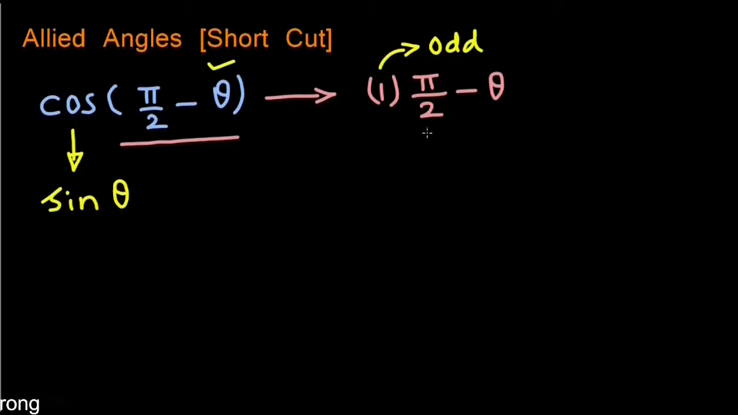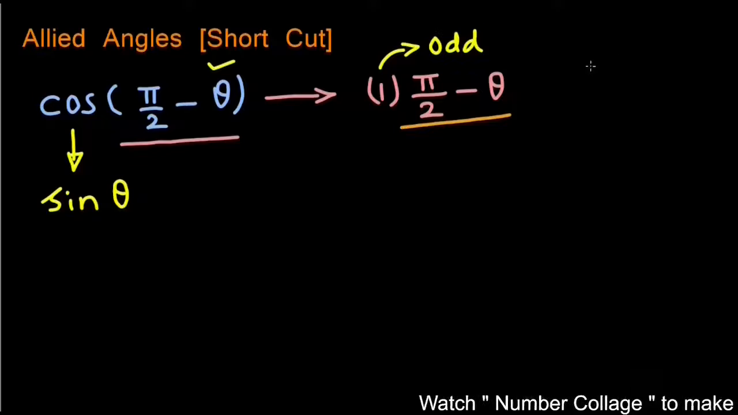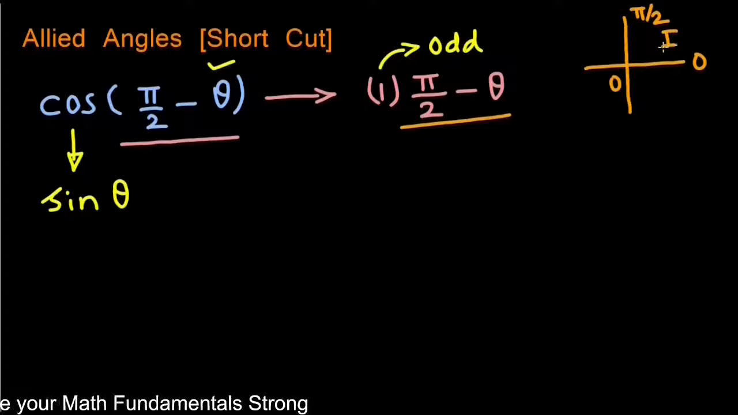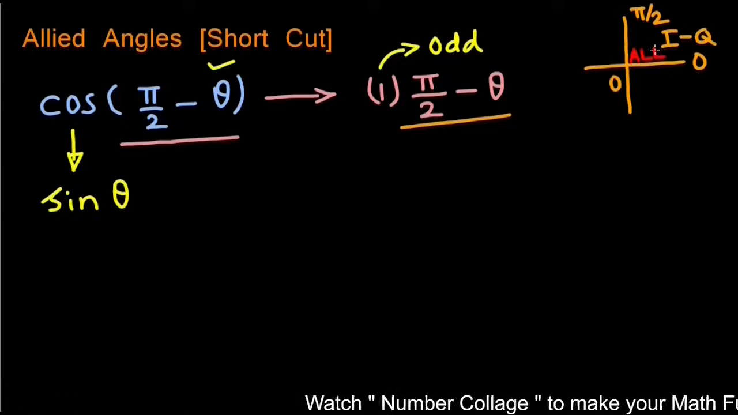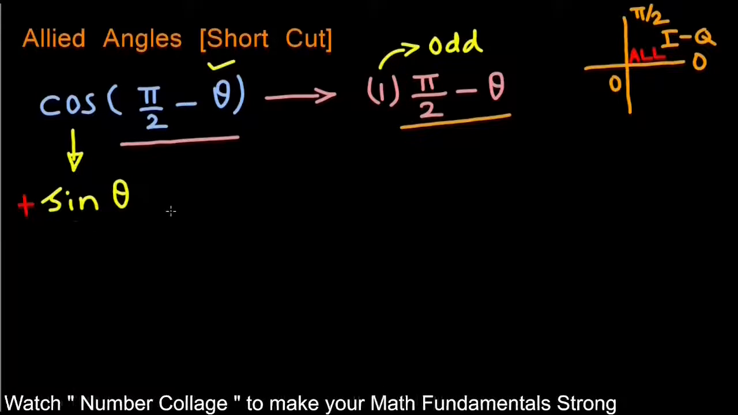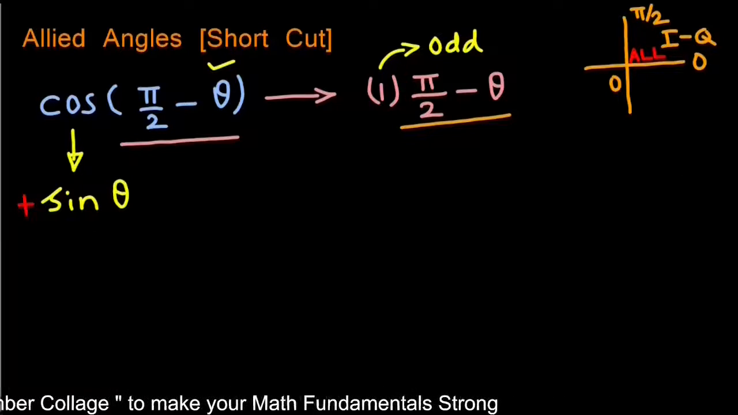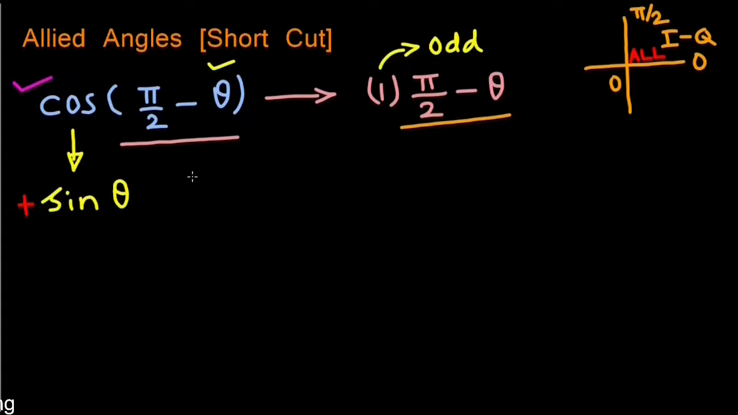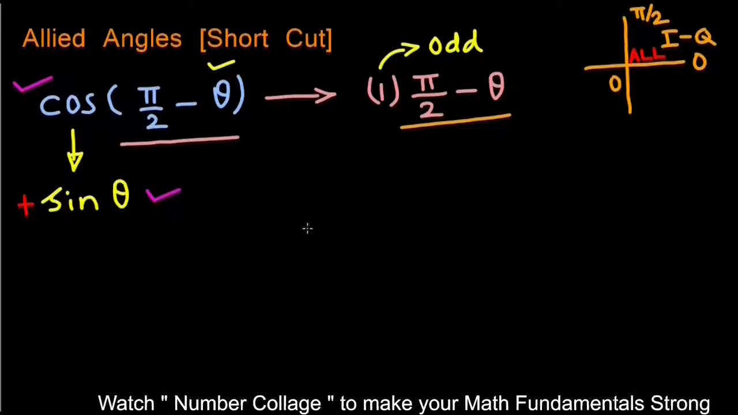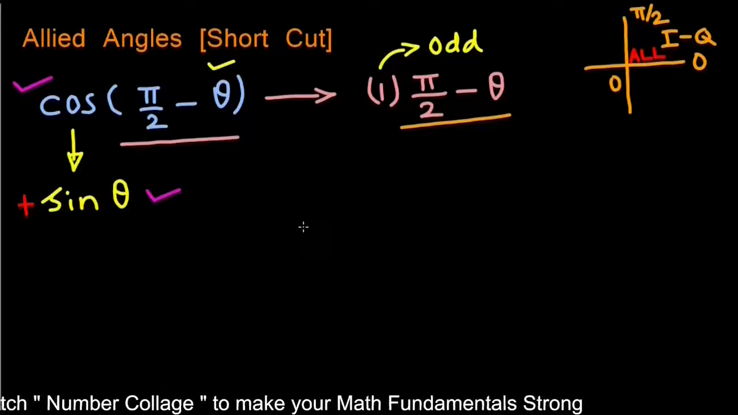Next, we will check in which quadrant this angle pi by 2 minus theta lies. Obviously, pi by 2 minus theta lies in the first quadrant, and we know that in the first quadrant all trigonometric ratios are positive. Therefore, this sign will be positive. Hence, we get cos of pi by 2 minus theta as sin theta, which we have already found out by using the addition formula of cos a minus b.